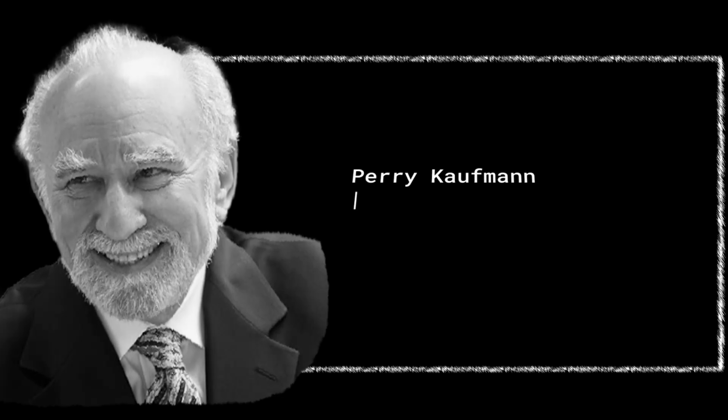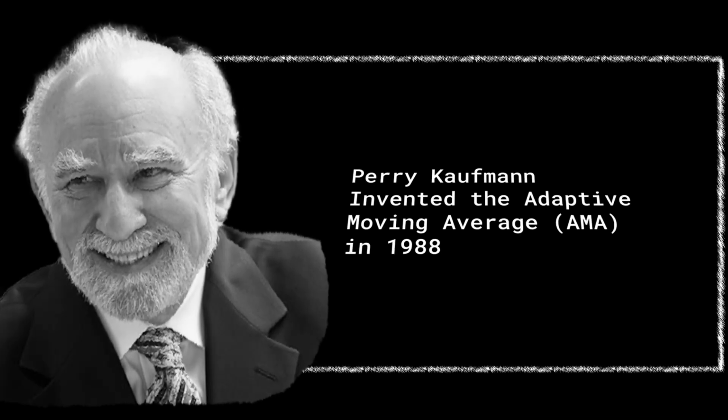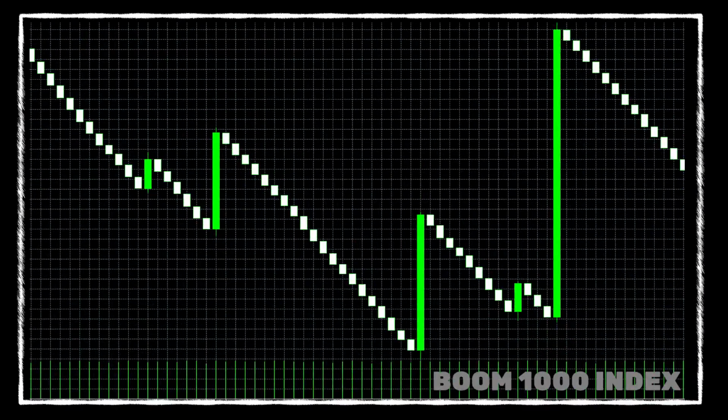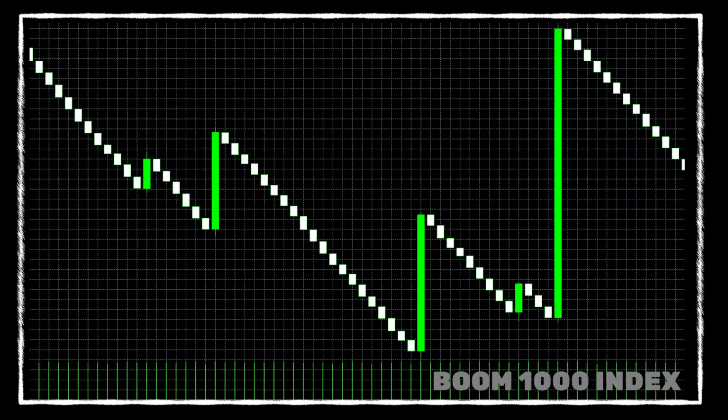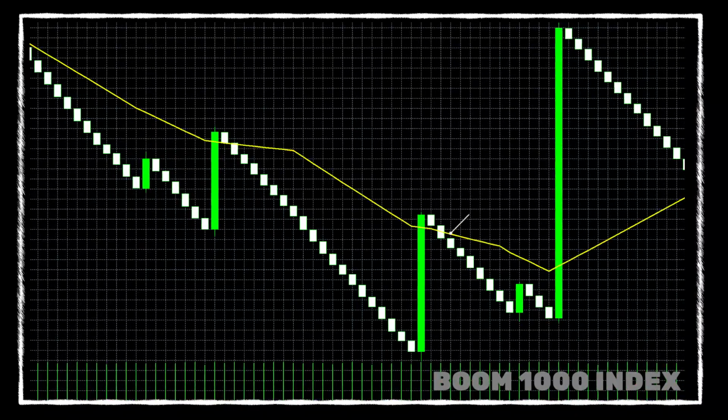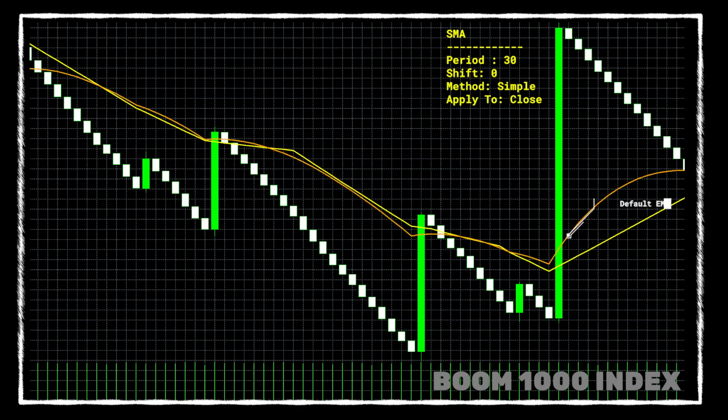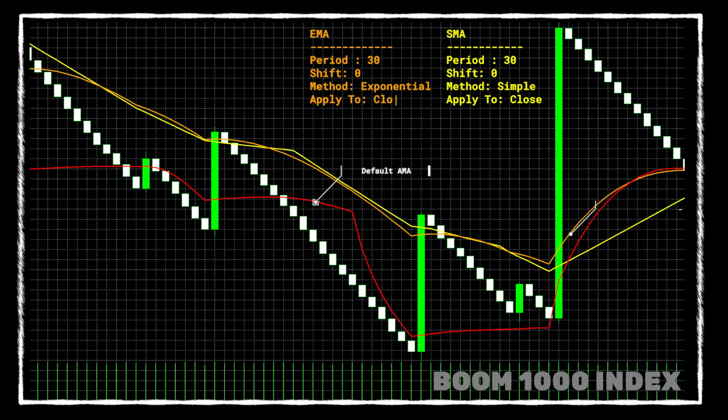This is Perry Kaufman, and he invented the Kaufman Adaptive Moving Average, short for AMA. The AMA is not like your typical moving average. Take the Boom 1000 index chart. If we add a simple moving average, we get this line. If we add an exponential moving average, we get this line. If we add the adaptive moving average, we get this line.